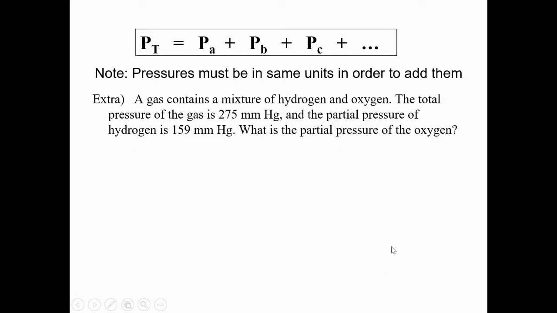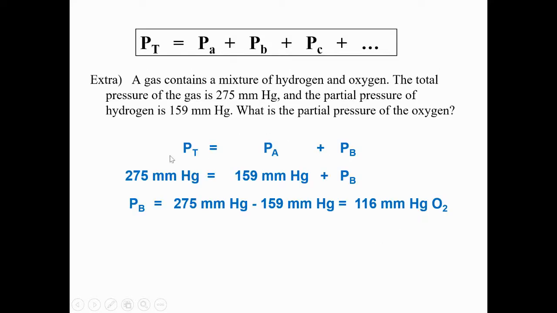Here's another example. We have a mixture of hydrogen and oxygen. Now we are given the total pressure of 275 and partial pressure of hydrogen is 159. What is the partial pressure of the oxygen? Well, adding those two numbers together is not going to give me the partial pressure of the oxygen. Let's look at what I have. In this case, I have two gases. So the total is going to be the sum of pressure A and pressure B.